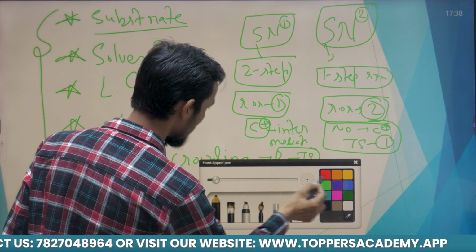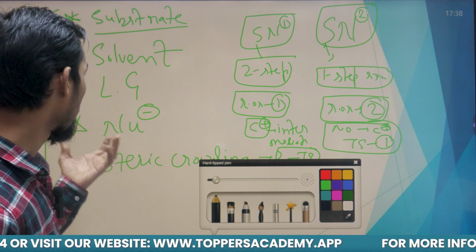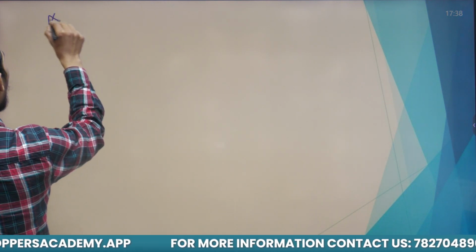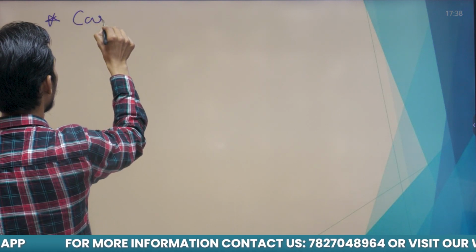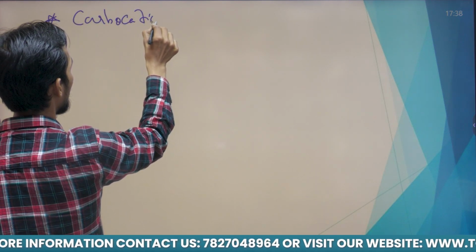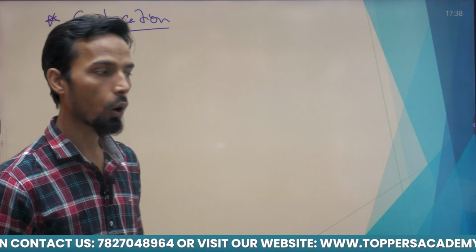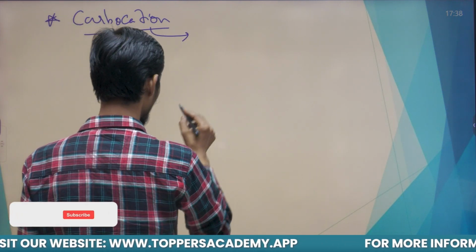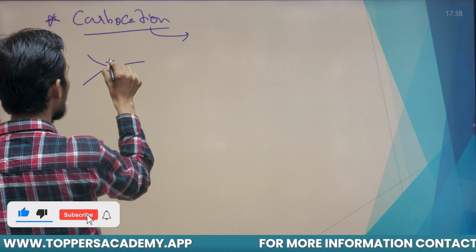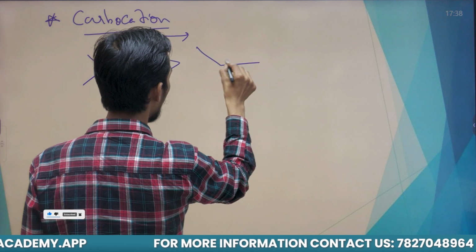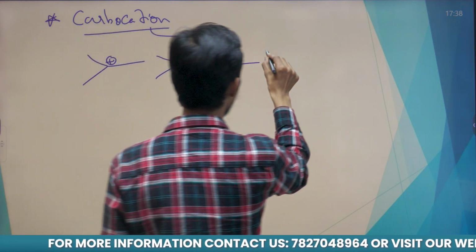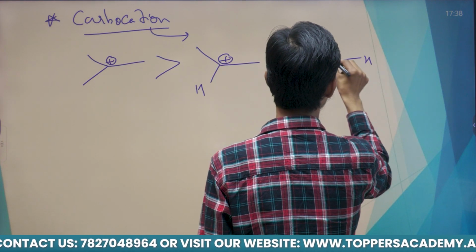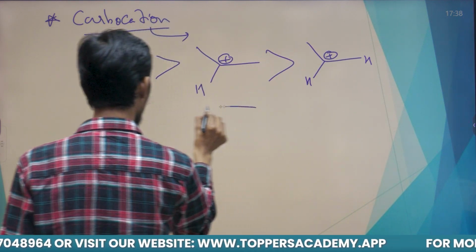So for today we will discuss the substrate, that is, on which substrate the rate of reaction of this SN1 depends. As we have seen, a carbocation is formed in the first step, the rate determining step. So, as we know, a 3 degree carbocation is more stable than a 2 degree carbocation, which is more stable than a 1 degree carbocation. So this is the stability of carbocation.